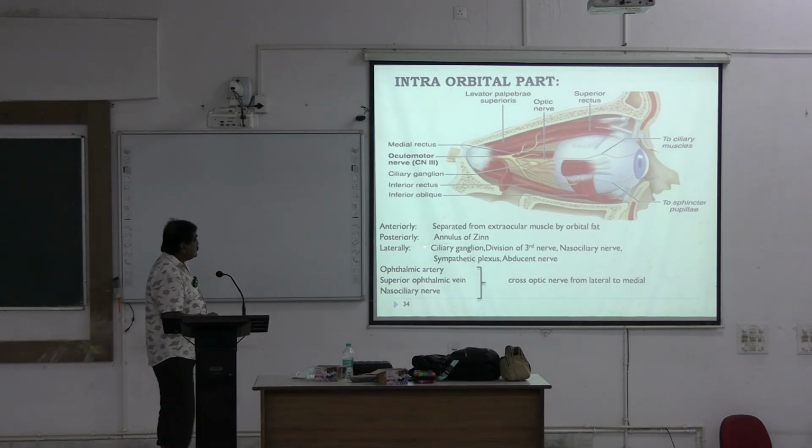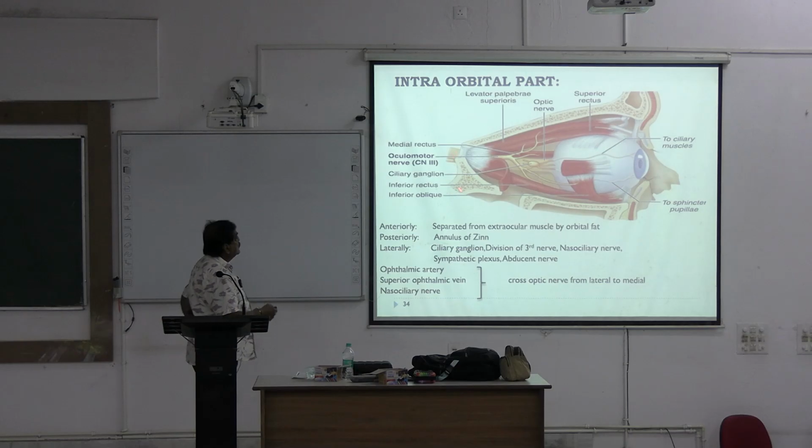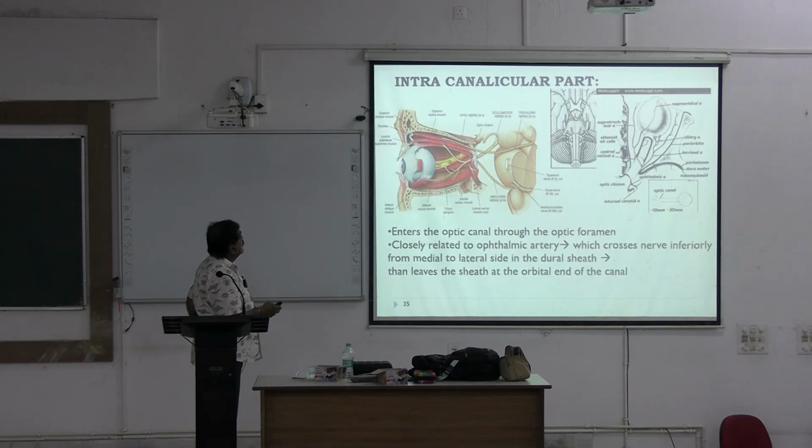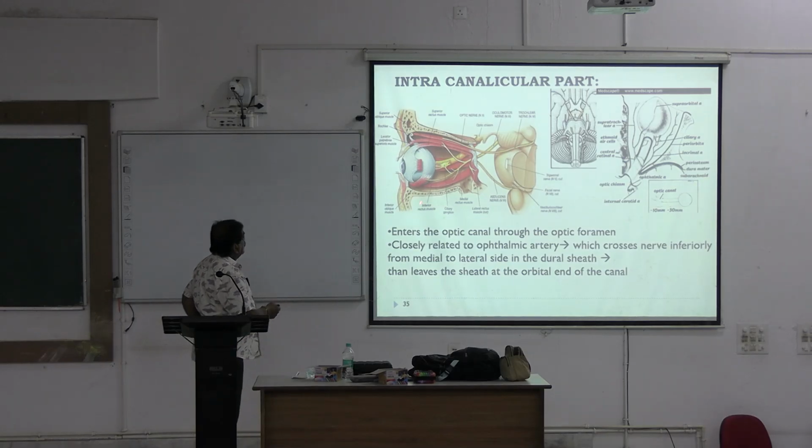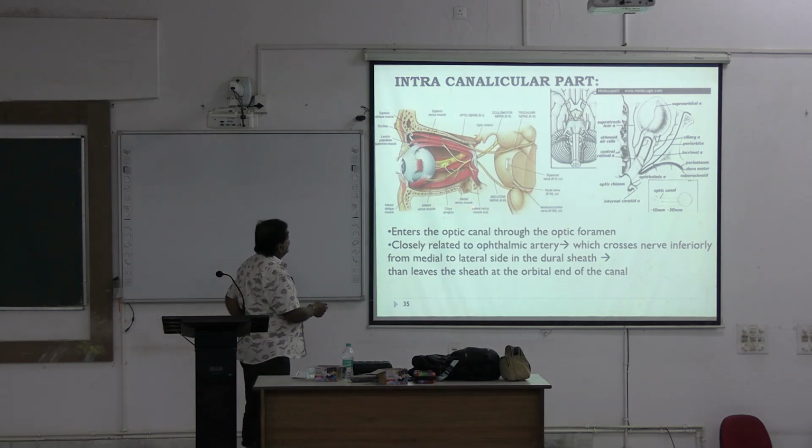Now you see this picture. Every book has it. Now, the intracanalicular part. This is the superior rectus muscle. This is the levator palpebrae. This is the trochlea here. Now, inferior oblique muscle, inferior rectus muscle, medial rectus muscle.